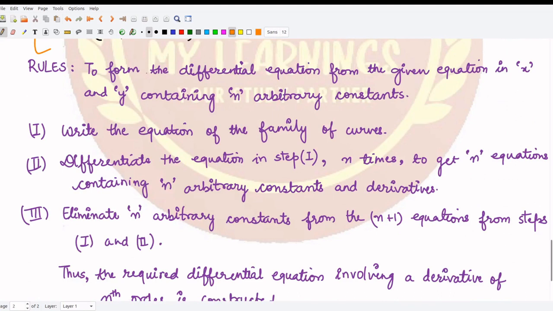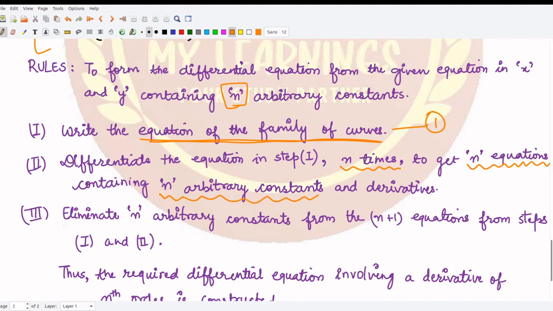So the rules are, if you want to create the differential equation from the given equation in x and y, which contains n arbitrary constants, in general I am taking n, then you first of all write down the equation of the family of curves which is given to you. Mark this as equation 1. Then you differentiate this equation n times to get n new equations, which contain the same n arbitrary constants, with the derivatives of the dependent quantity. So in total you have one equation here and n equations here. So in total you have n plus 1 such equations, right?